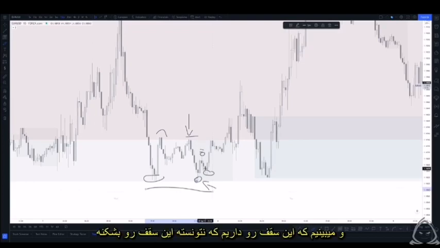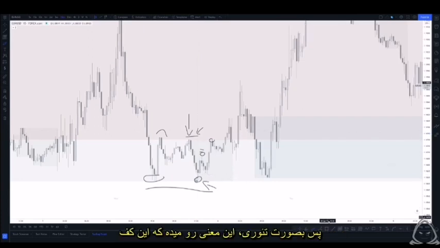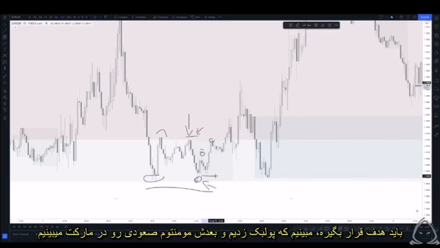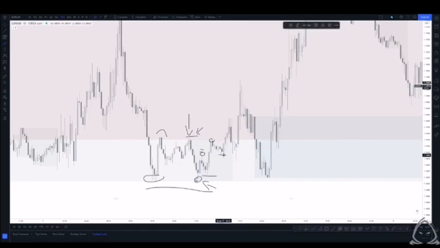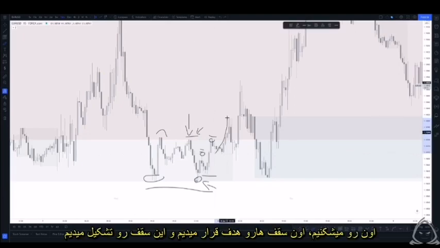And then what we can see is we create this high, which fails to take out this high. So in theory, that means that this low should be targeted. As we can see, we create this pullback, and then we start to get more bullish momentum in the market. So therefore, this high becomes targeted. We have the combination of these targeted points, and what ends up happening, we break that, we target those highs, and we create this high.